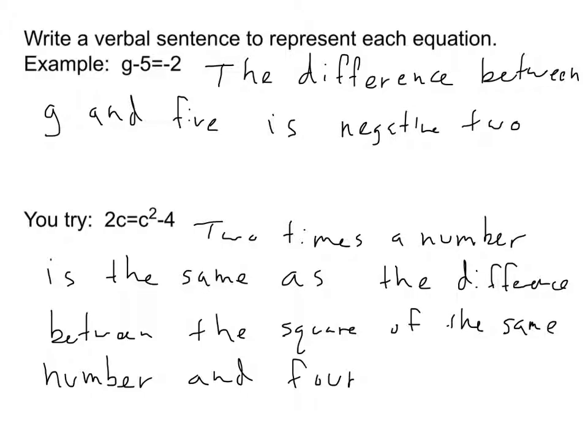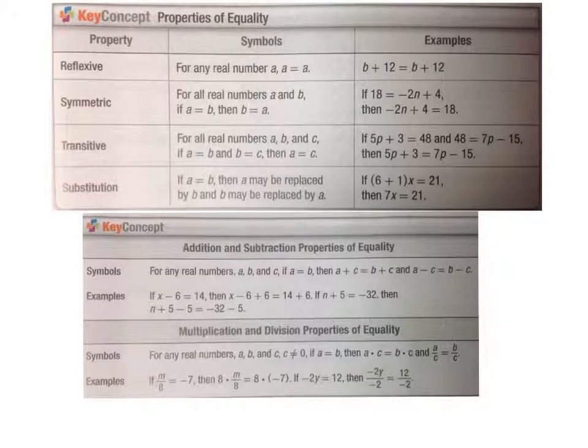Okay, moving on. Here's some properties. Go ahead and hit pause. You need to write these down for notes. Most of them are pretty obvious, but just write those down for notes so that you can have them. So go ahead and hit pause and write all those down.